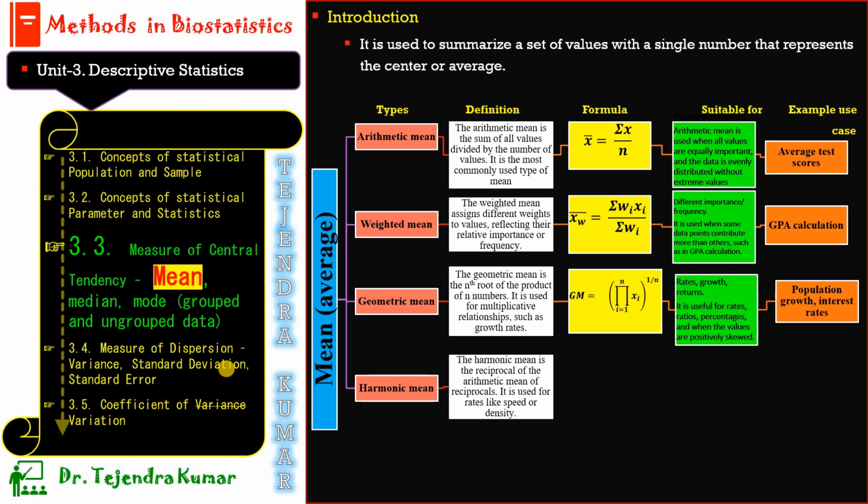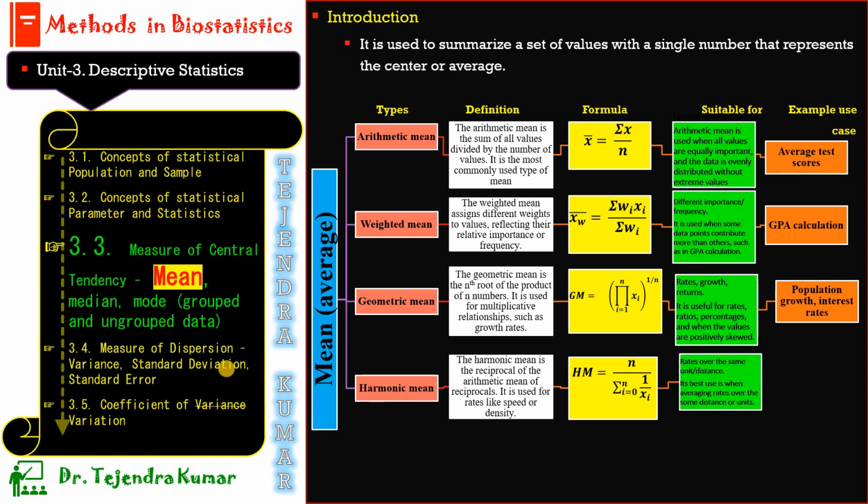Next is harmonic mean. The harmonic mean is the reciprocal of the arithmetic mean of reciprocals. It is used for rates like speed or density. Harmonic mean is equal to n divided by summation of 1 upon xi. Here we are taking range i is equal to 1 to n.